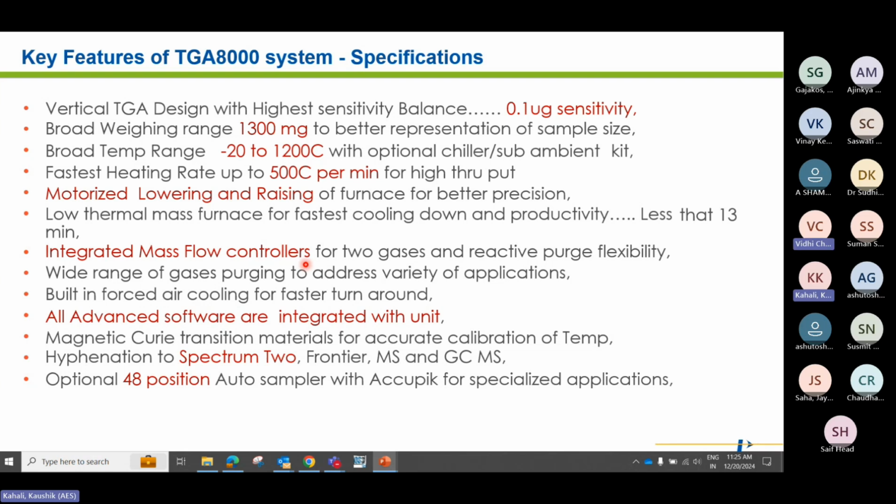Excuse me, Kaushikji. Hello. Yeah, here, what is the minimum weight we can frequently use?